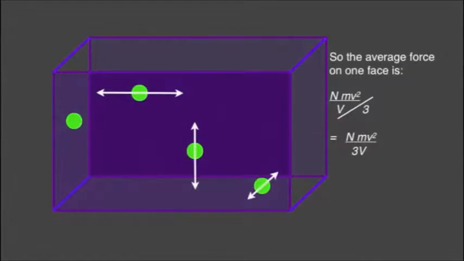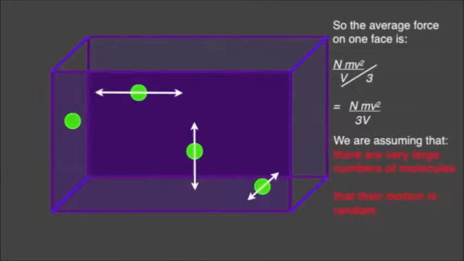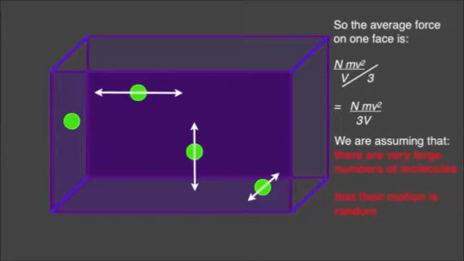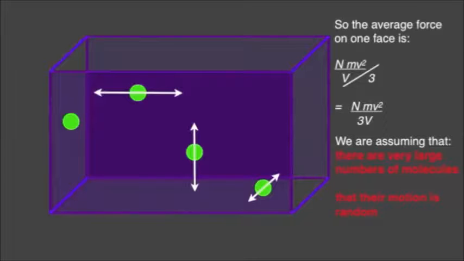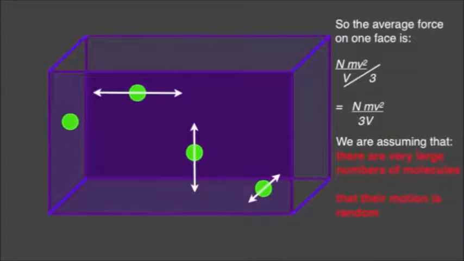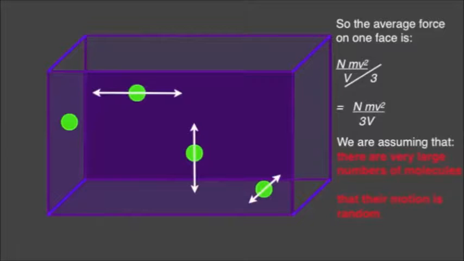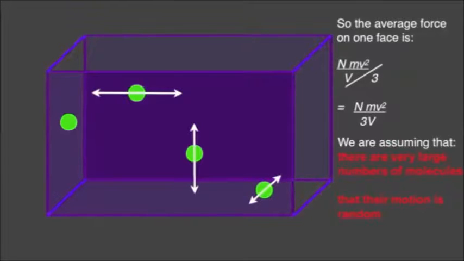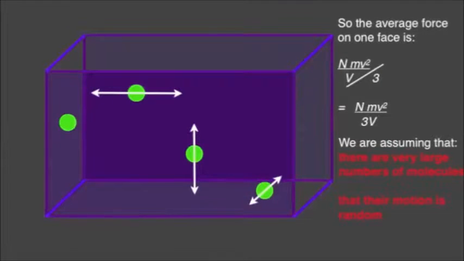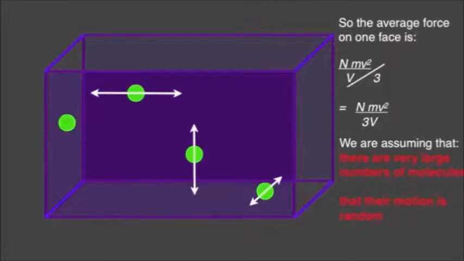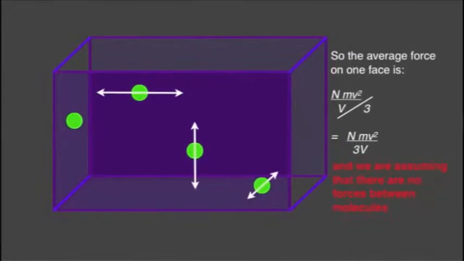Because there are three possible directions in which they can travel, the average force, therefore, is divided by 3. In making this general assumption that the molecules have a similar effect in every direction, we are particularly assuming that there are a very large number of molecules and that their motion is entirely random. This proof relies upon the molecules moving at uniform speeds and in straight lines, even when there are large numbers. Consequently, we're assuming that there are no forces between the molecules to disturb that.